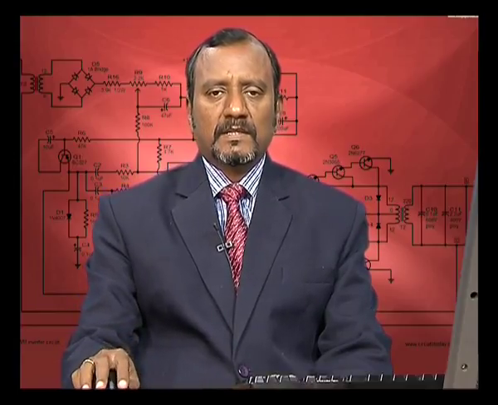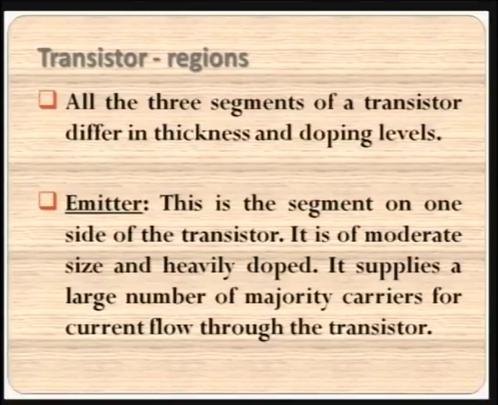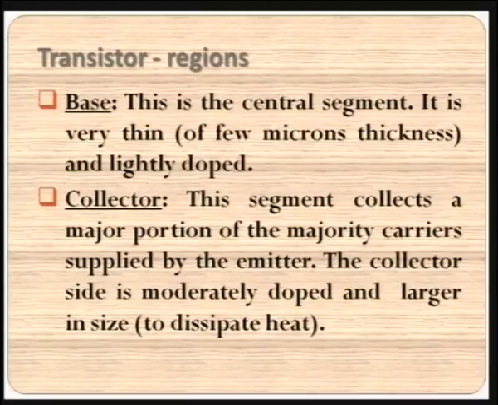Let us see how the transistor looks with the three regions, namely base, emitter and collector. All the three segments of a transistor differ in thickness and doping levels. Emitter, this is the segment on one side of the transistor. It is of moderate size and heavily doped. It supplies a large number of majority carriers for current flow through the transistor.